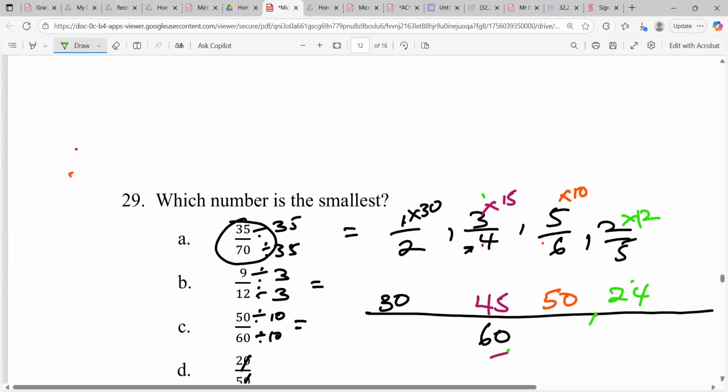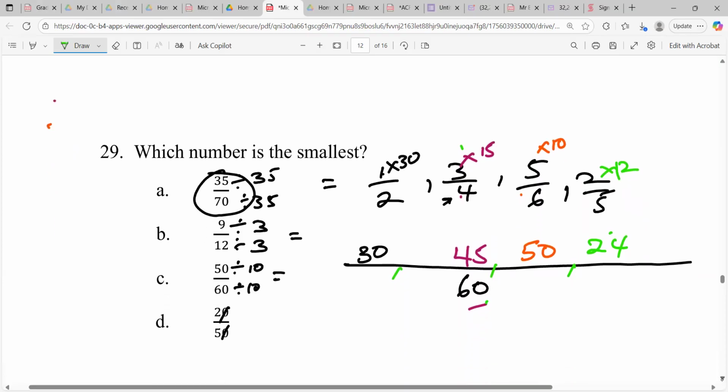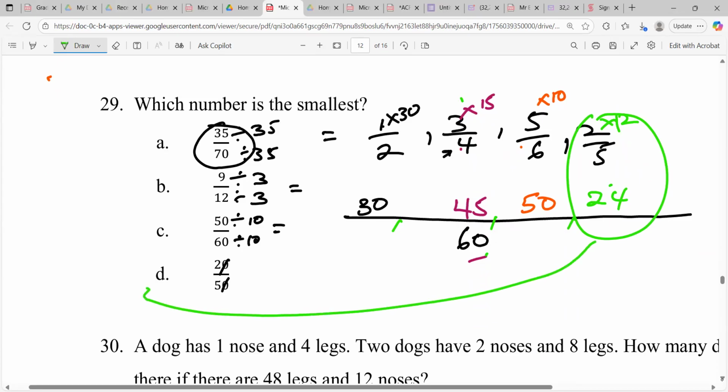So all you have to do now is just look at which number is the smallest. Definitely 24. Which fraction gives us 24? 2/5. But what was 2/5 originally? 20 over 50. So the smallest fraction is this, D. All right?